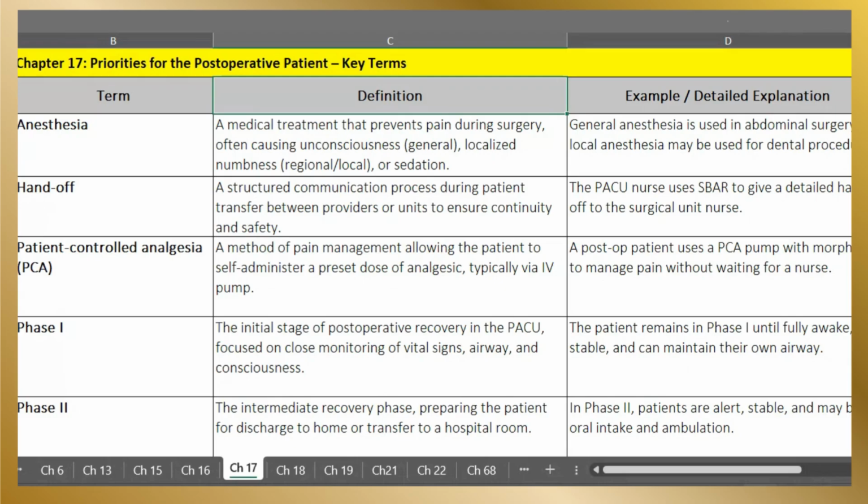Patient-controlled analgesia, PCA. The registered nurse students will learn about this in skill lab. It's a method of pain management, allowing the patient to self-administer a preset dose of analgesic, typically via an IV pump. So a post-op patient uses a PCA pump with morphine to manage pain without waiting for the nurse.